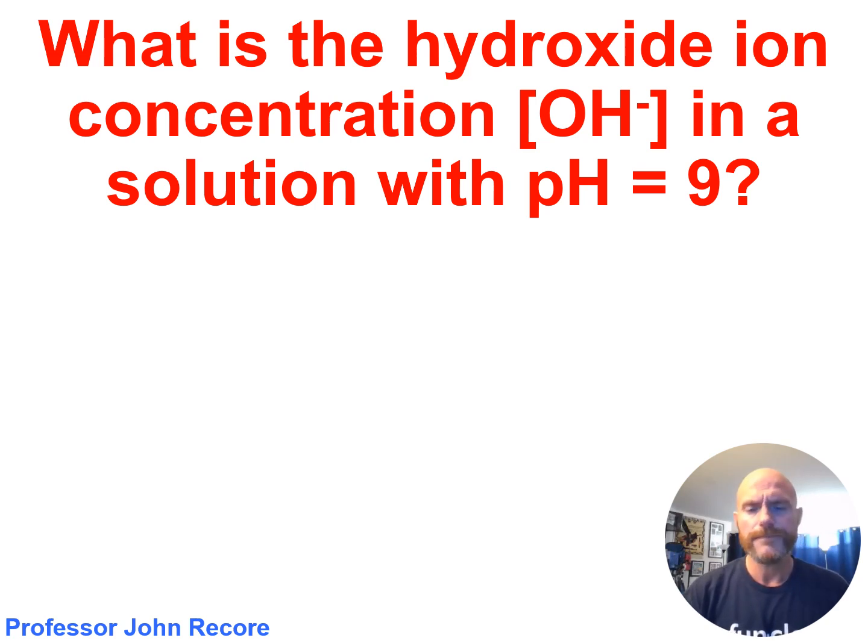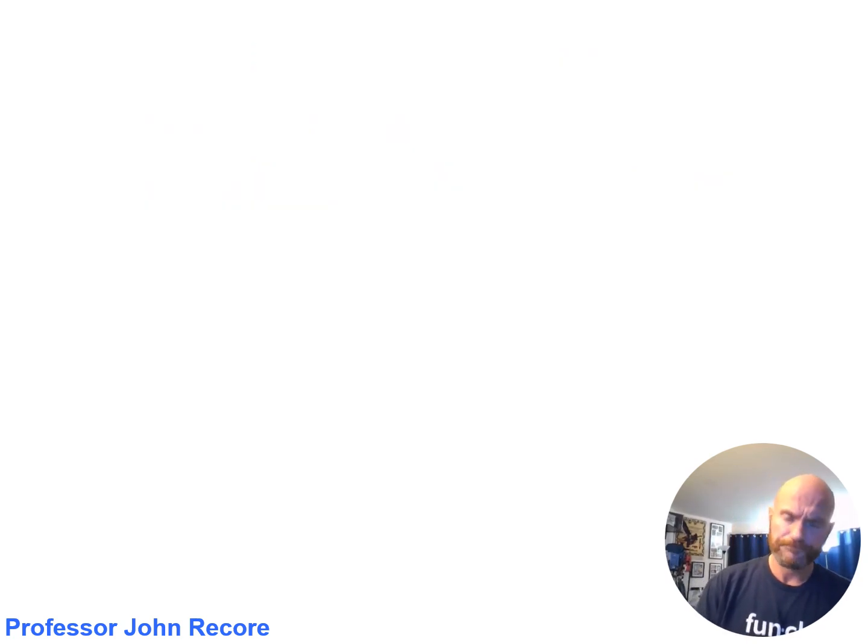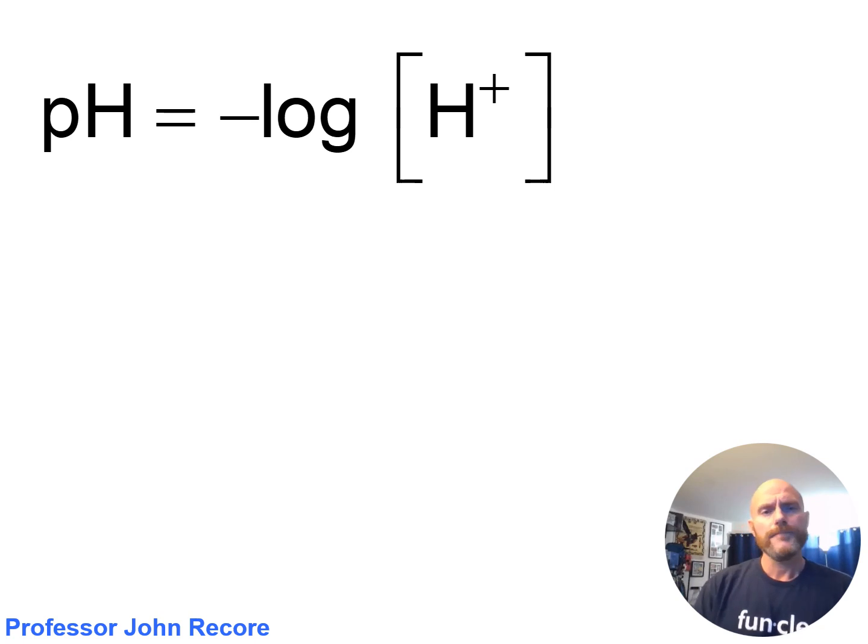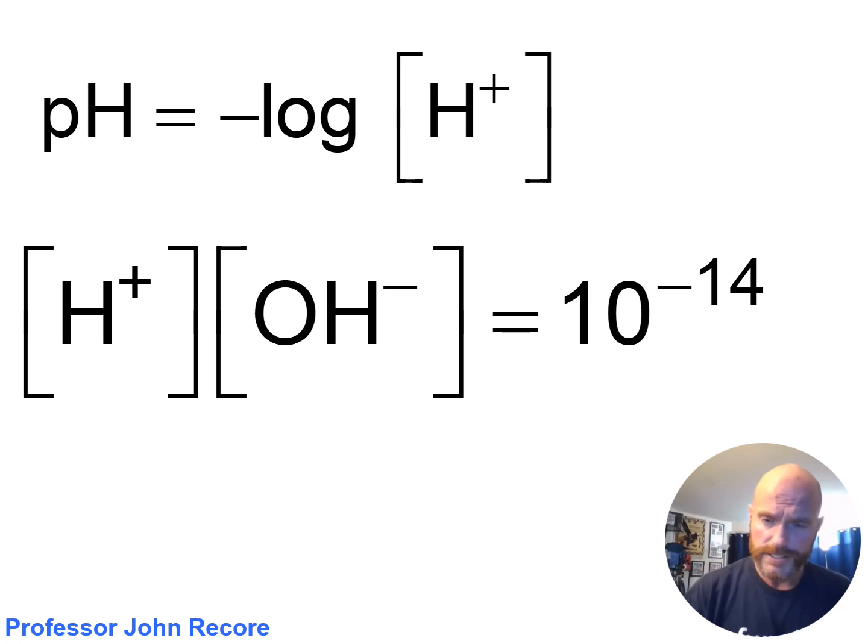In order to work through problems such as these, it's helpful to know a couple of equations. The first equation that we need to know is that the pH is equal to the negative log of the hydrogen ion concentration. The second equation that we need to know is that the product of the concentrations of the hydrogen ion times the hydroxide ion is equal to 10 to the negative 14th power.